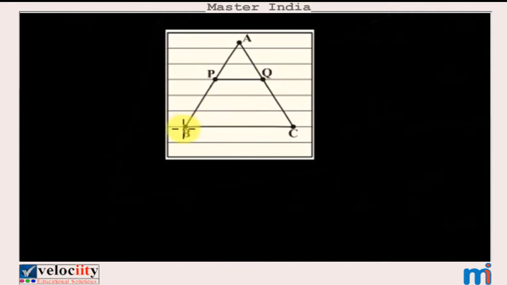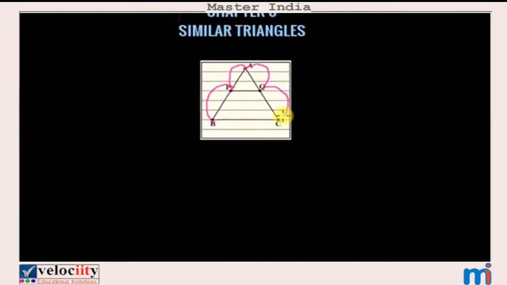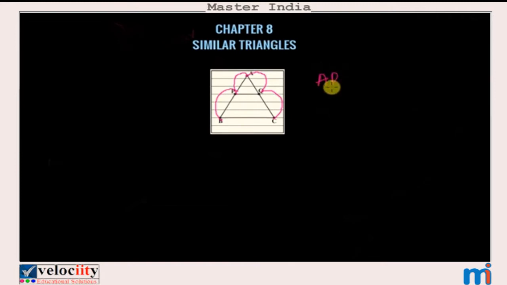This line PQ is parallel to BC, obviously, because all the lines on this ruled paper would be parallel to each other, right? So this line PQ is parallel to BC. When you find out the ratio of AP and PB, AQ and QC, you will observe that AP by PB is equal to AQ by QC. This result is known as the basic proportionality theorem.